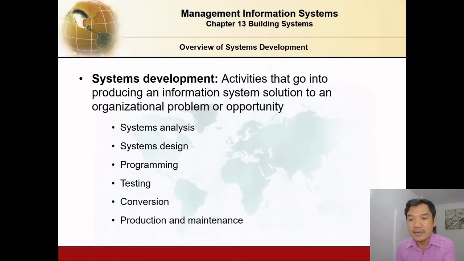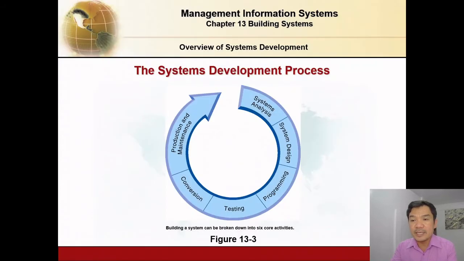So we have here 6 processes presented in this book. First is systems analysis. Second is systems design. Third is programming. Fourth is testing, then conversion, and production and maintenance. Each of these core activities will be discussed in the next section. Let me start with an overview of the systems development process.